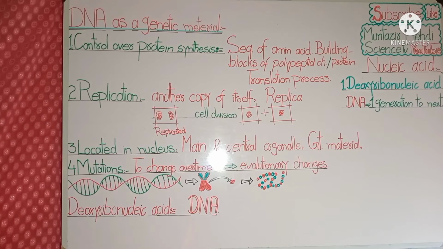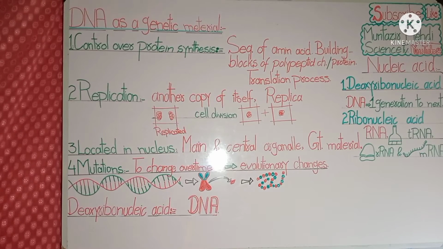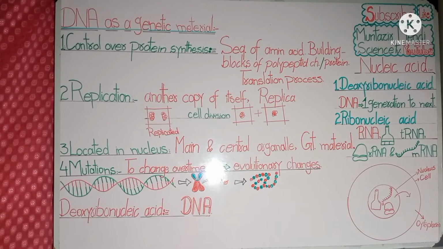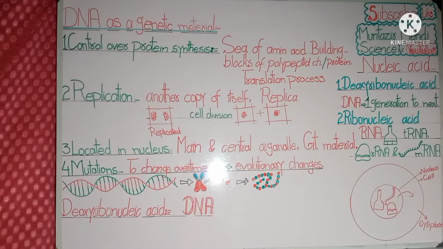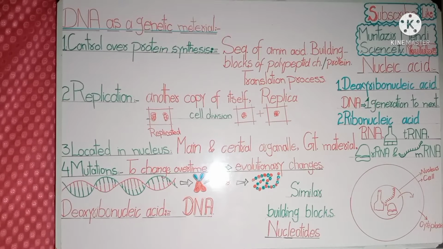The second type of nucleic acid is ribonucleic acid, shortly called RNA. The RNA may be transfer RNA, ribosomal RNA, or messenger RNA. These are the three types of RNA. All three types of RNA are produced in the nucleus of the cell and then move to the cytoplasm. In the cytoplasm, these RNAs are engaged in protein synthesis. So we can say that the RNA molecule, according to the instructions of DNA, participates in the protein synthesis process. Both contain similar building blocks that are called nucleotides.